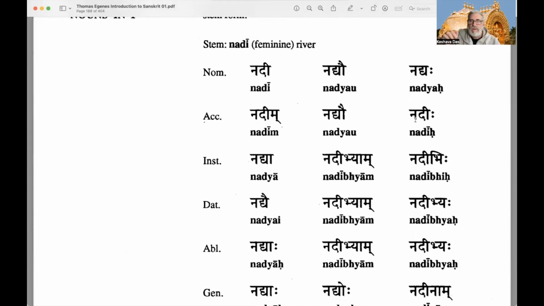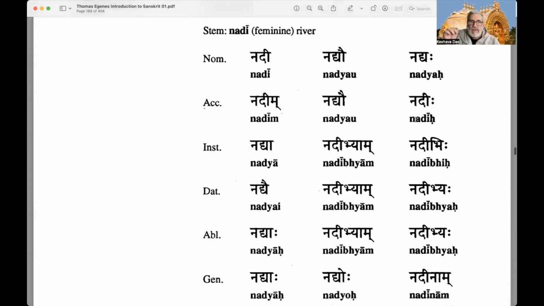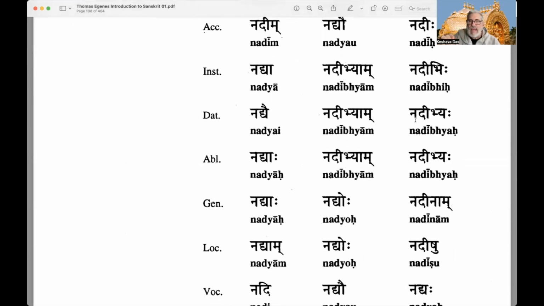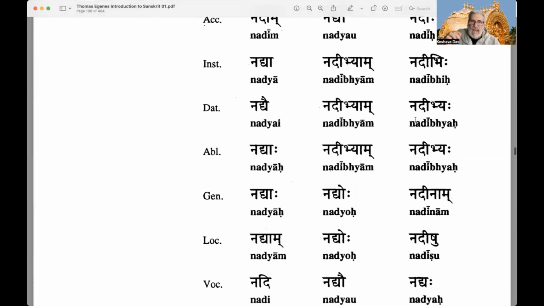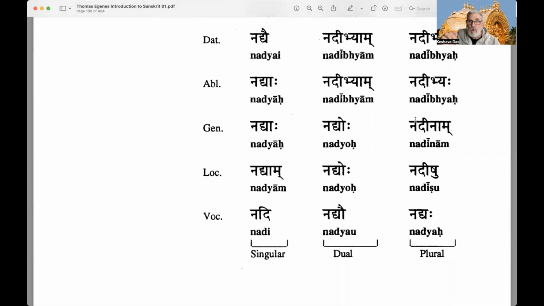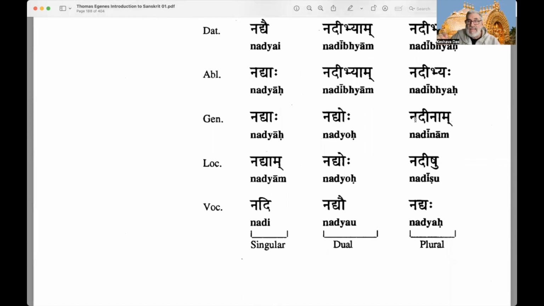Nadi, nadyau, nadyah. Nadim, nadyau, nadih. Nadya, nadibhyam, nadibhih. Nadyai, nadibhyam, nadibhyah. Nadyah, nadibhyam, nadibhyah. Nadyah, nadyoh, nadinam. Nadyam, nadyoh, nadishu. Nadi, nadyau, nadyah. Okay, so that's it. We just have to print it out. We have to decide on a nice I ending feminine noun, and learn the paradigm.